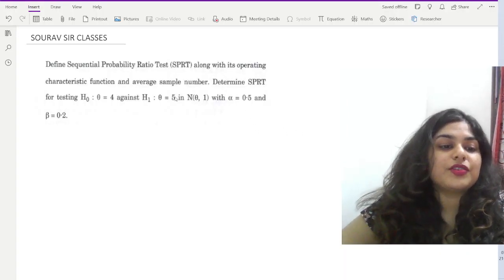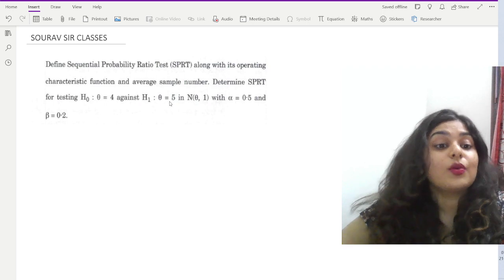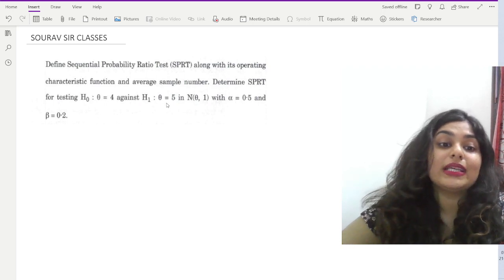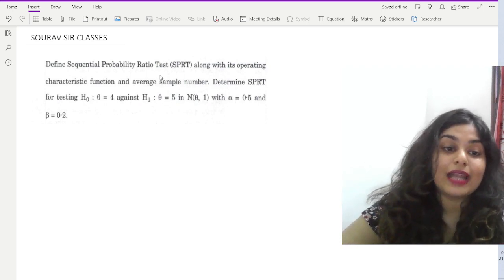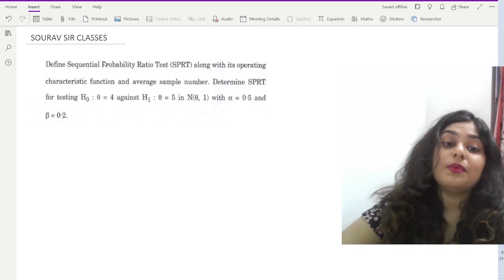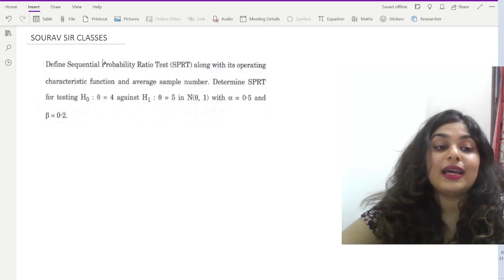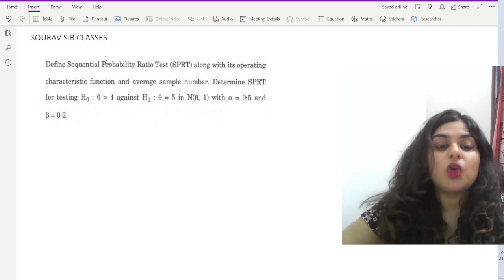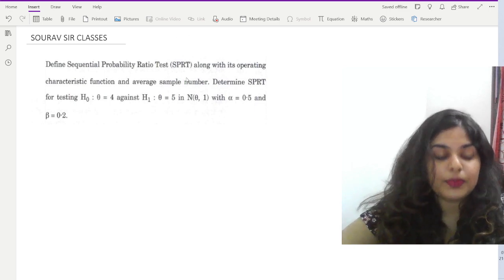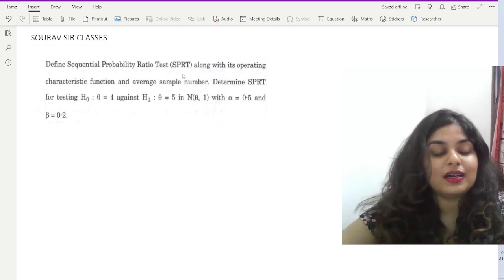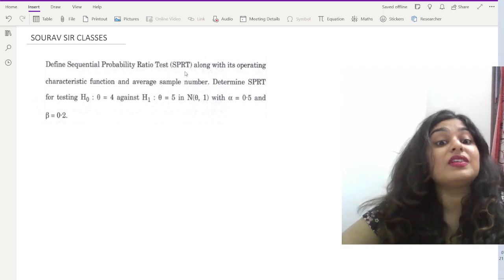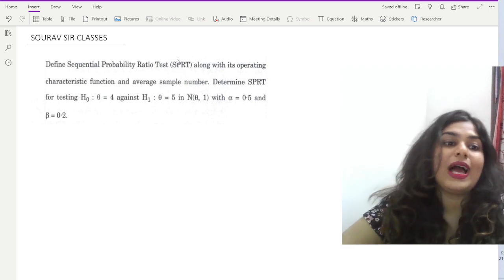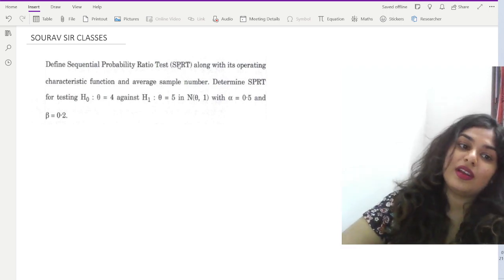Okay, so the next question in front of us is: define sequential probability ratio test along with its operating characteristic function and average sample number. Determine SPRT for testing the null hypothesis that theta is equal to 4 against the alternative hypothesis that theta is equal to 5 in a normally distributed population with unknown parameter theta and variance 1, with alpha 0.05 and beta 0.2. We know alpha and beta here are the type 1 error and type 2 error.